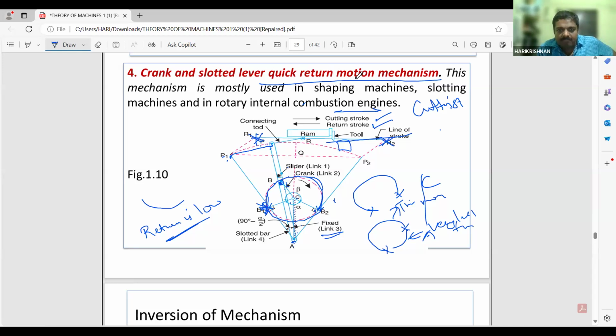Okay. So the ram, when it moves from R1 to R2, the position is from B1 to B2. The crank or the slider inside the slotted bar will move from B1 to B2. It is a large circle when compared to the return stroke. So that is why return time is very less. So that is why it is known as quick return motion mechanism. Okay, now the concept is clear.